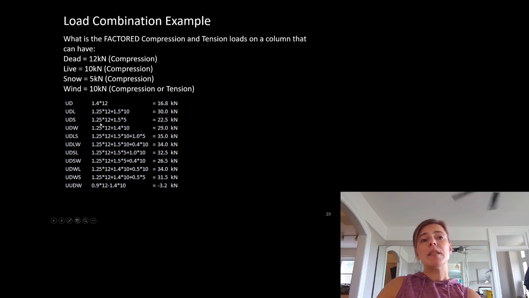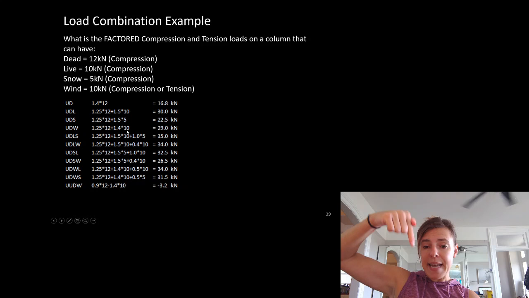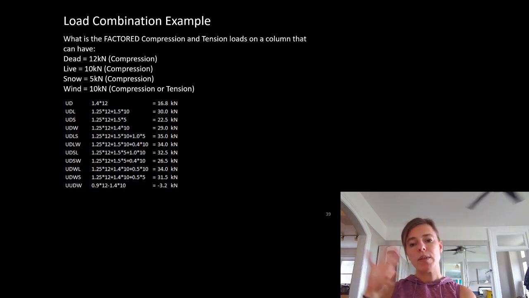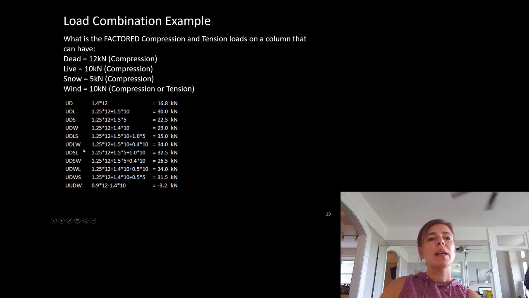Snow is 1.25 times 12 plus 1.5 times 5. So those were all by themselves. Now we need to start thinking about those cases with companion. Oh, look, we have one more: 1.25 times 12 plus 1.4 times 10, in the wind case acting downwards. These are all the downward ones. I'll worry about wind acting upwards separately at the end.